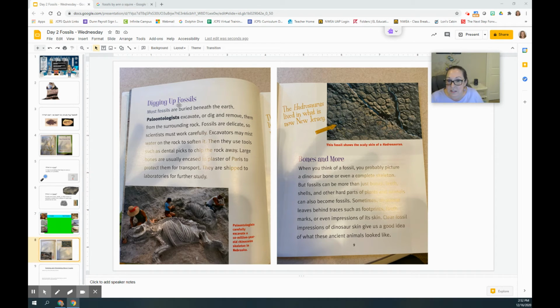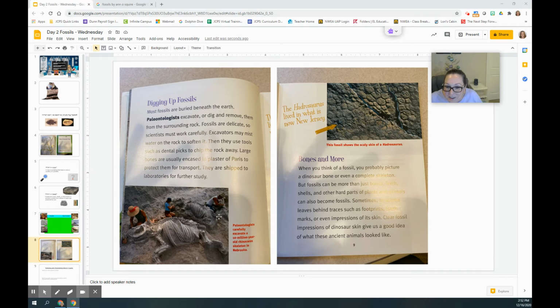So this section here, Digging Up Fossils, that's the title for this section here. And if you don't read Digging Up Fossils, you're going to go right into this text not realizing that you're reading about digging up fossils.